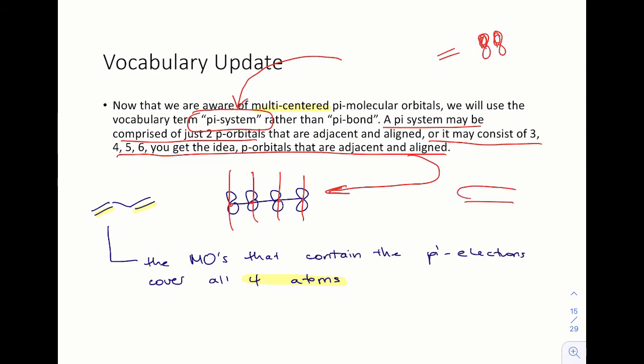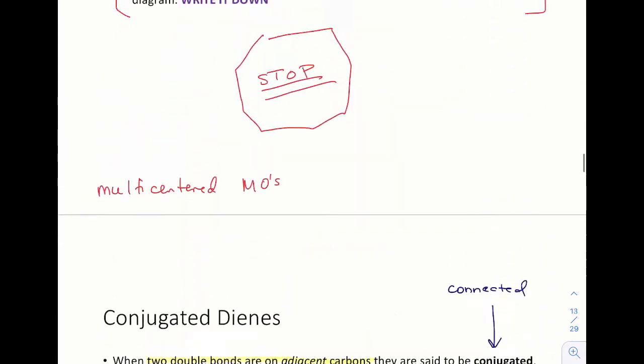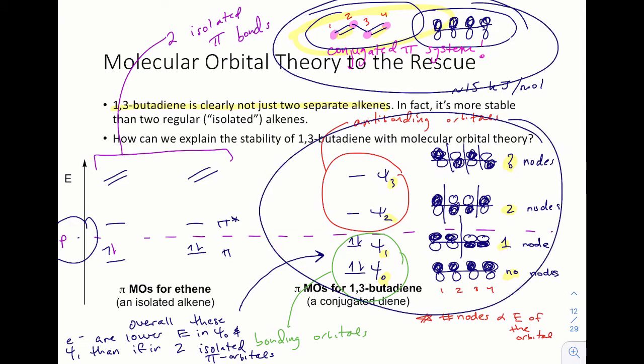Recalling that pi symmetry means electron density above the bond axis and below the bond axis, but a node on the internuclear axis. These orbitals are formed using the same rules that we have been applying for molecular orbital theory. First, the total number of orbitals is conserved. 4 atoms with p orbitals combining in a pi system will generate 4 pi molecular orbitals, just as we saw for buta-1,3-diene. 4 p orbitals, 4 pi orbitals.